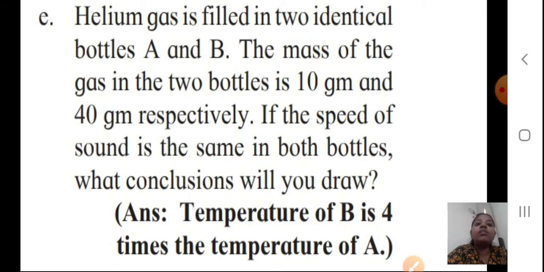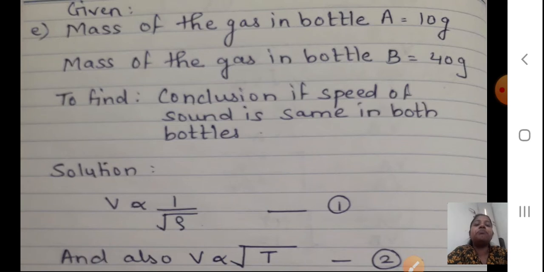If the speed of the sound is the same in both the bottles, they have told that the speed is already the same. What conclusions will you draw? Now what conclusions can we draw here? Now we will see how to solve this sum. We'll continue. Given: mass of the gas in bottle A is 10 grams, mass of the gas in bottle B is 40 grams. To find: the conclusion if the speed of the sound is the same in both the bottles.